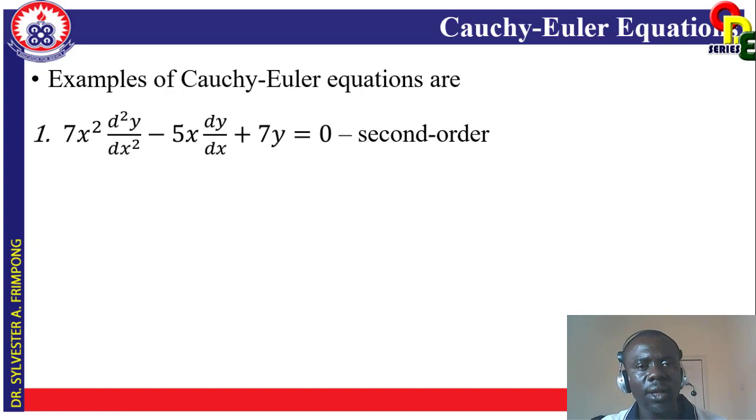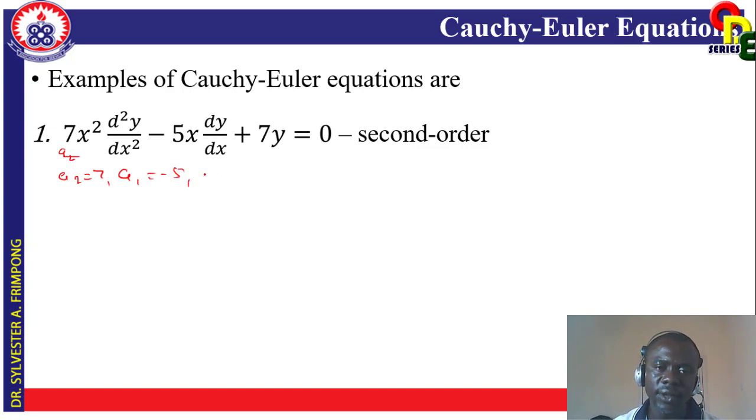This is a second order Cauchy Euler. So in this case, this is our a2. This is the a1, the negative 5. So a2 is 7, a1 is negative 5, and a0 is 7. So the degree of this goes with the order, the degree goes with the order.